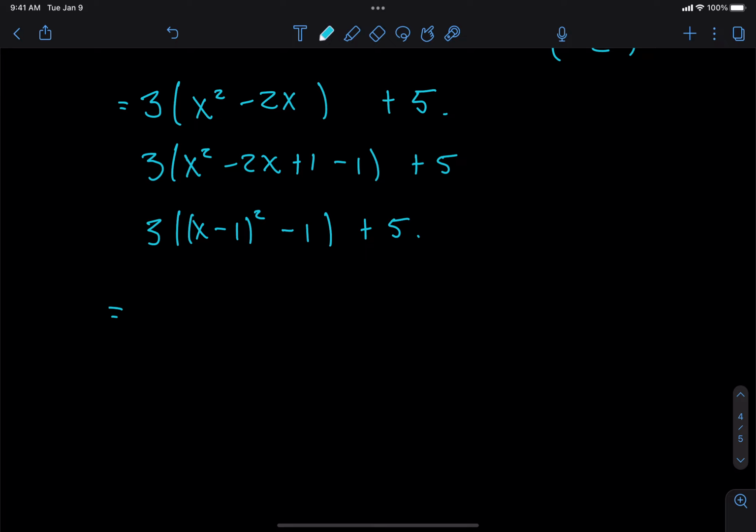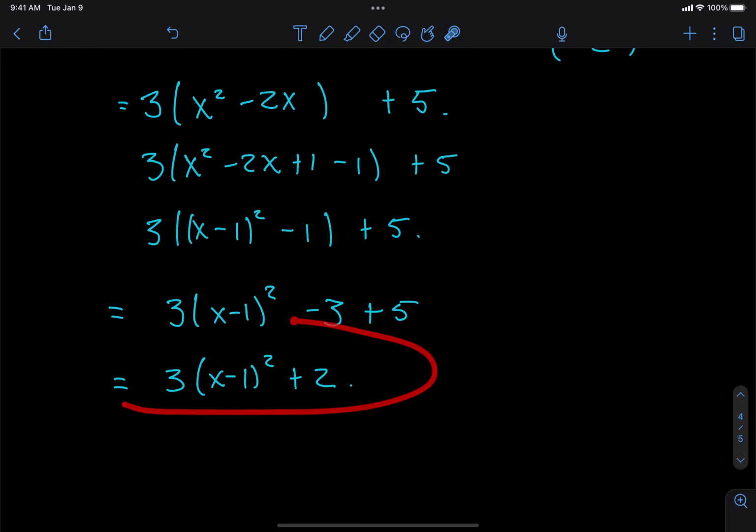Wait, no, you have to multiply by 3 first. We have to multiply by 3 first if we're going to move it out. It's inside the parentheses here, right? It's being multiplied by 3. This is not a negative 1. This is a negative 3, right? Because it's being distributed. Okay, so I get 3, and then I leave x minus 1 in here, and then I have minus 3 plus 5. And now I have 3 times x minus 1 squared, and then this just becomes plus 2, yes?